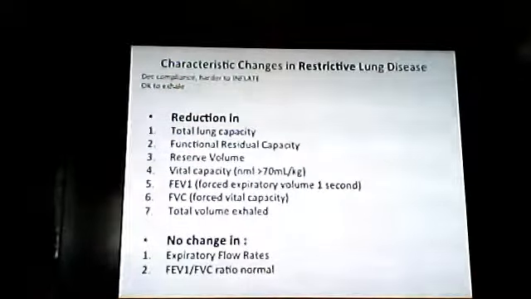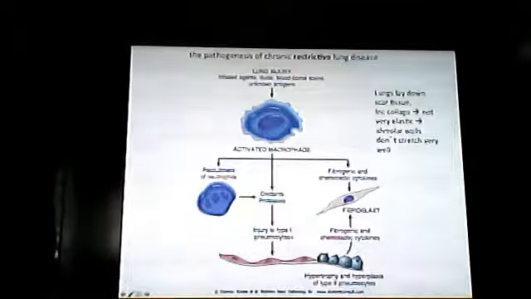In the case of restrictive lung diseases, make sure you get the difference between FEV1 and the FVC. The ratio of FEV1 over FVC is normal, and there's no change in expiratory flow rate, but there's a reduction in how much you can actually get in when inhaling. So the forced vital capacity is the biggest difference.